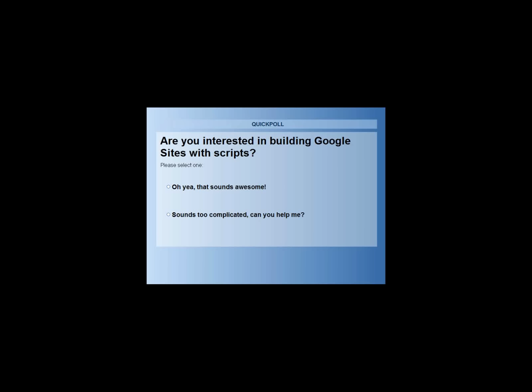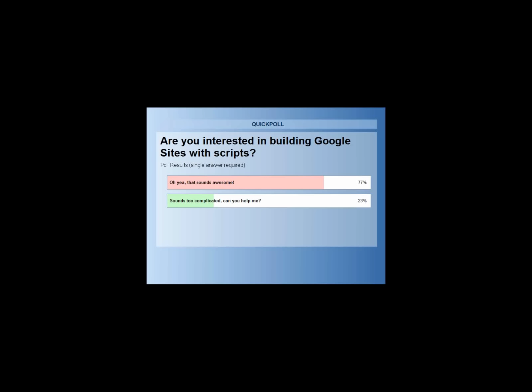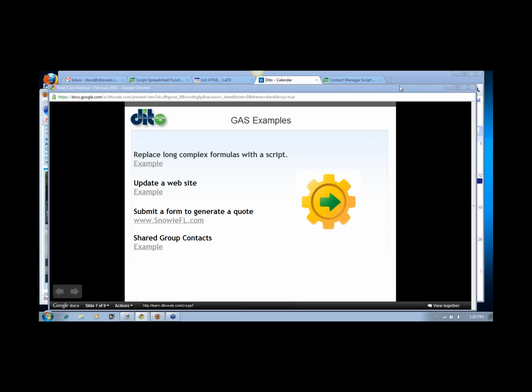Excellent. Looks like about 70% of us have voted, closing in on 90%. Thank you very much. We're going to go ahead and close that poll. I appreciate you taking the time. And let's go ahead and share the results there. It looks like 77% of us are interested in building Google Sites with scripts. Looks like that was a hit, Steve. Thank you very much. Excellent. It's always good to get feedback like that. Thank you, guys. Wonderful.